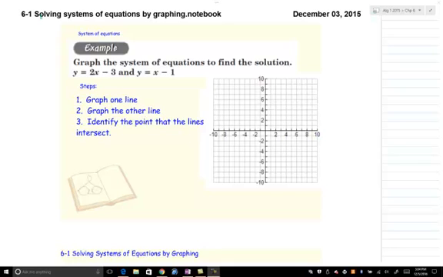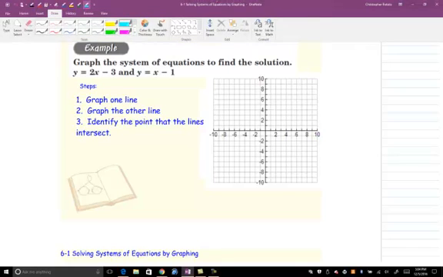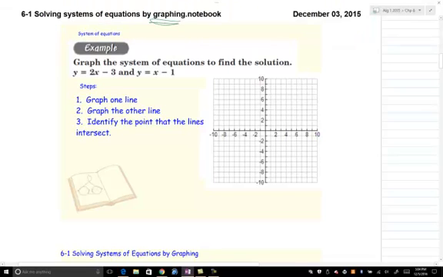Alright, quick little review of Chapter 6, Section 1. We are solving systems by graphing them, so you're just going to graph lines. We're going to start with -3, down to -3. We need rise 2, run 1. Rise 2, run 1, rise 2, run 1.